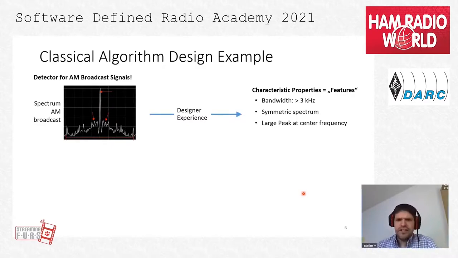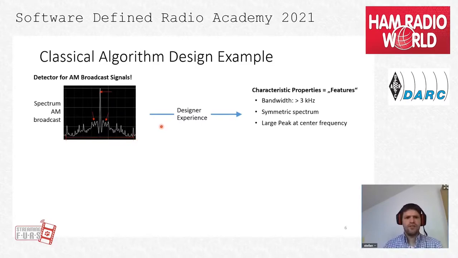To make the difference clear between classical algorithm design and machine learning, let's assume a little task. You have to build a detector for AM broadcast signals. So an AM broadcast signal, the spectrum is depicted here. And the first thing you would do, you would find out what are the characteristic properties of these signals. What are properties that make an AM broadcast signal different from other signals?